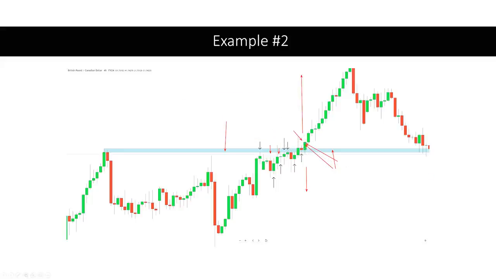But you can't just say, well, you know what, because price has broken above, now it's time for me to take buys. You have to link the behavior along with the structure so that you can identify tradable opportunities. But we'll go on to examples at the end. But I hope you now understand how depletion candles work.